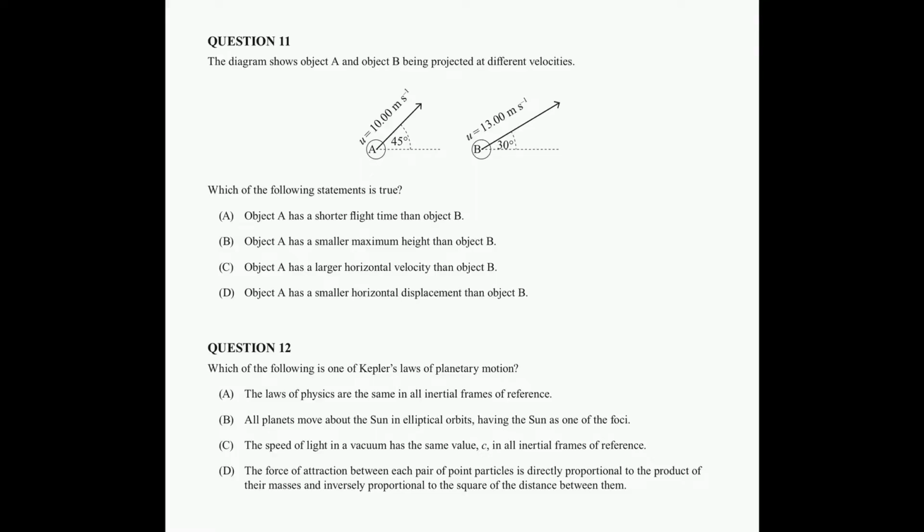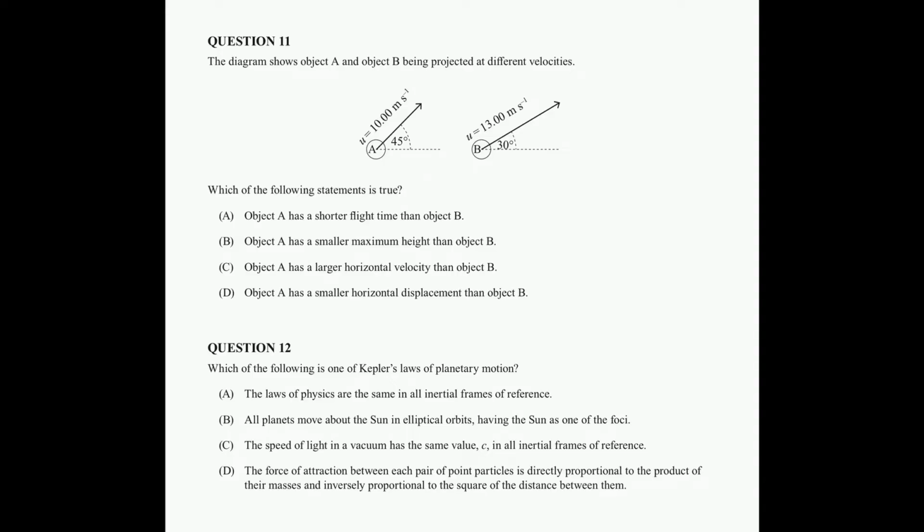So question 11, what we're being asked is: the diagram shows object A and object B being projected at different velocities. These different velocities also have a different angle. Now, which of the following statements is true? There are ways to approach this systematically, and what I'd like to do first is check what kind of statements we need to check, and it will help determine the calculations we're going to do, and probably in what order we can either confirm or deny one of these.